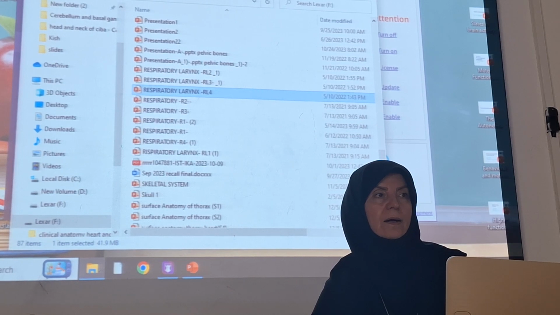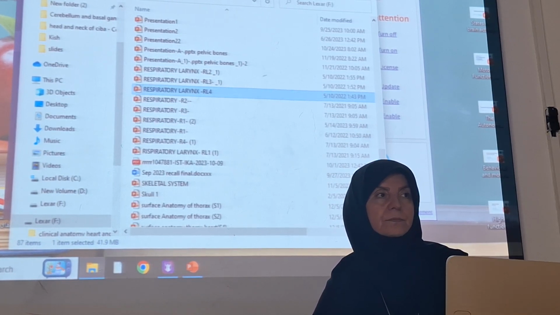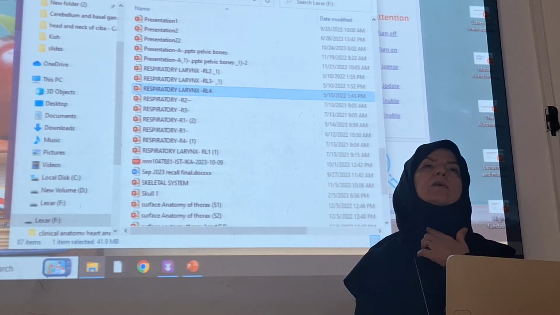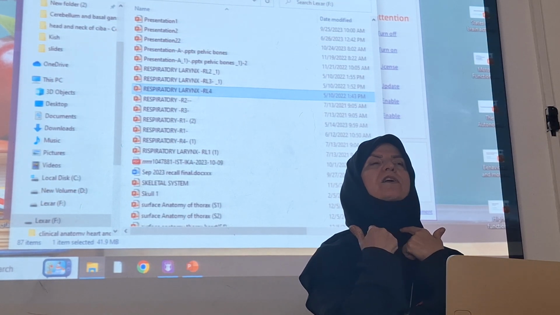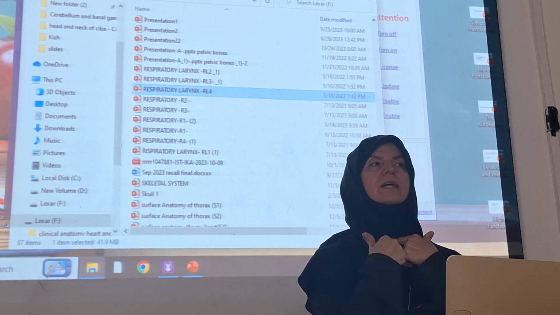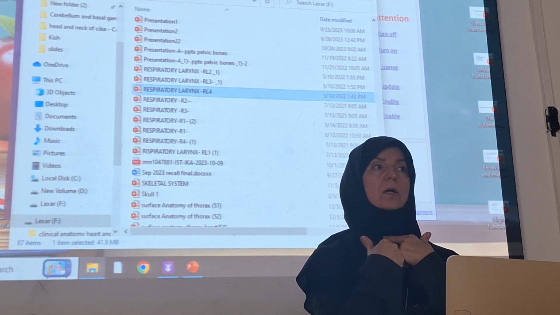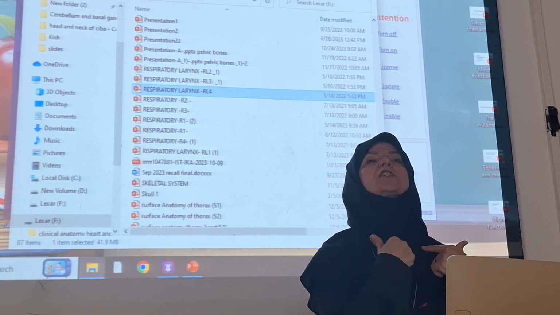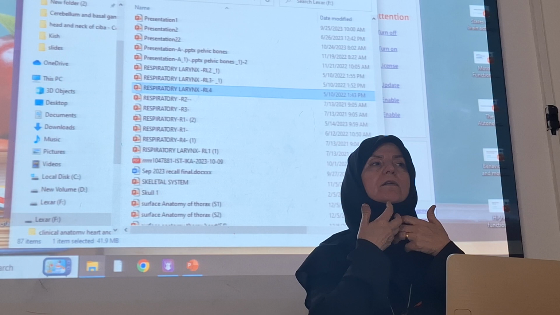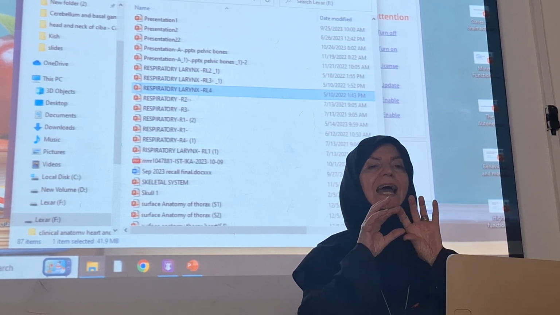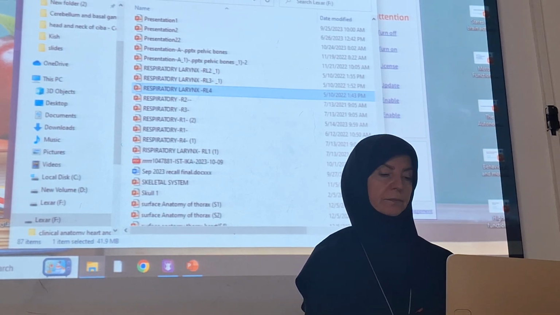Question about the tracheotomy. Yes, it is done in this space here. You should cut a transverse section in the neck, at the root of the neck, between the two suprasternal notches, between these two clavicles, superior to the manubrium. You cut here and access the trachea.